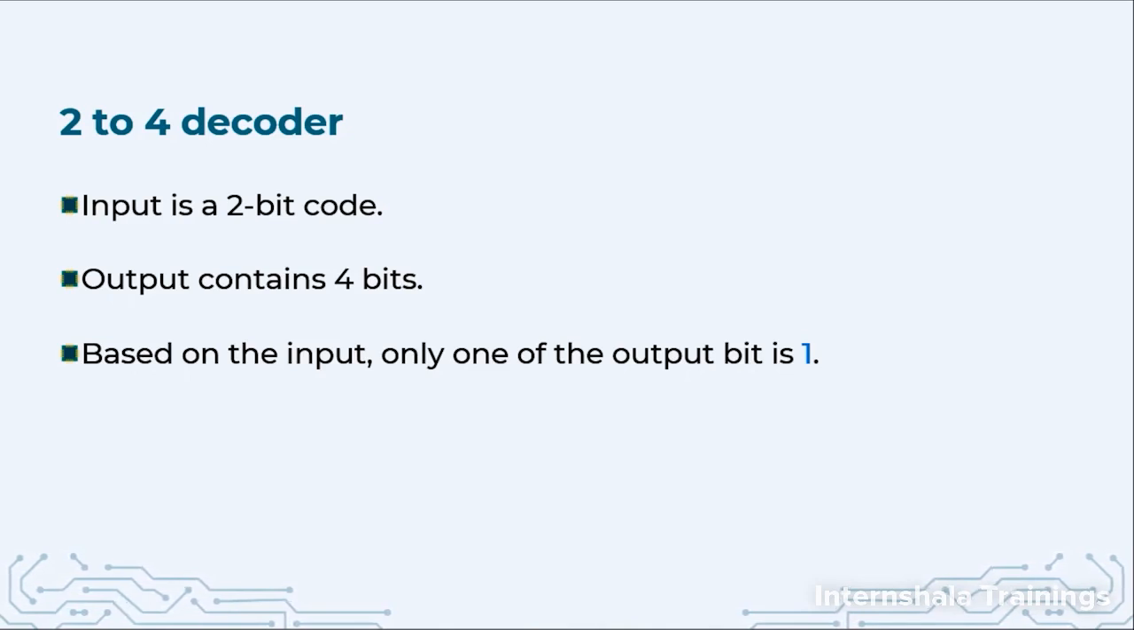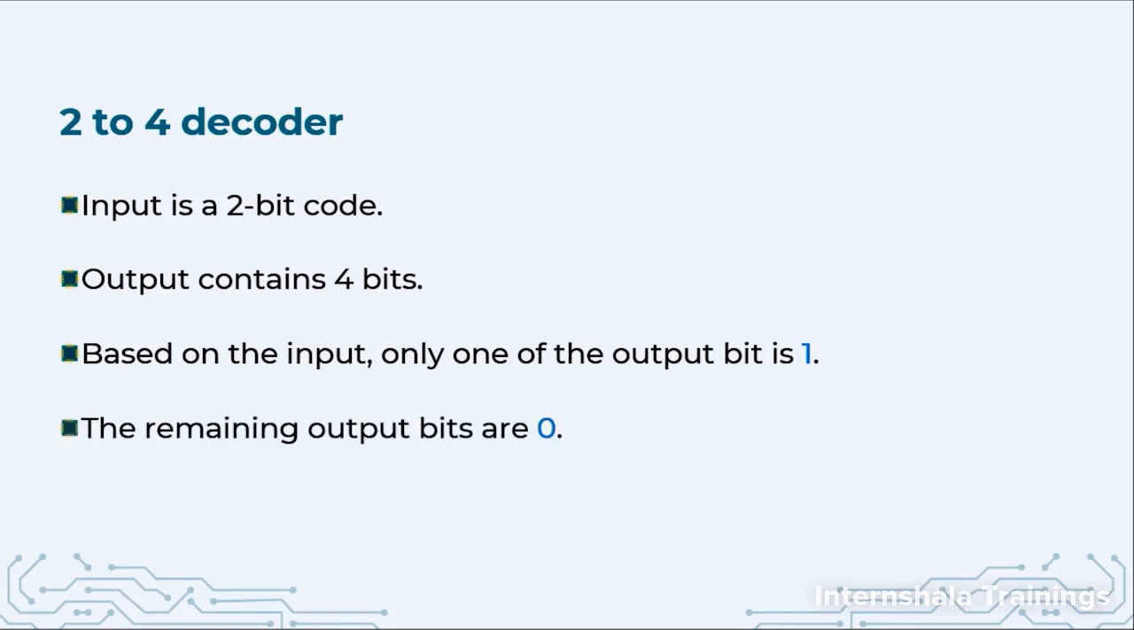This is different from demultiplexer. In demultiplexer we had a very similar approach. Depending on the value of select line, one of the outputs will be X, others will be 0. But here that one output will be 1. In demultiplexer that value could also be 0. So here we have a difference. The remaining bits will be 0. So this is one major difference between decoder and demultiplexer.